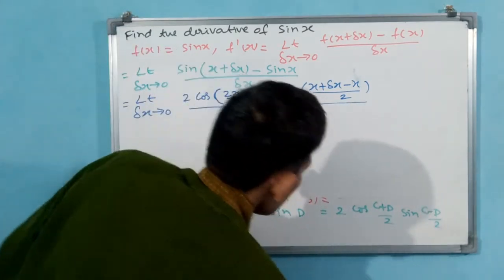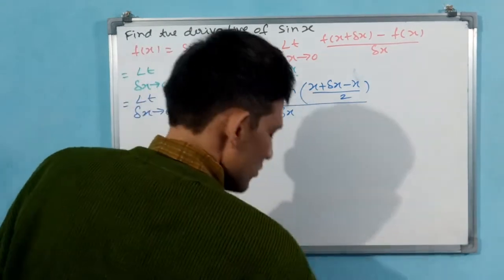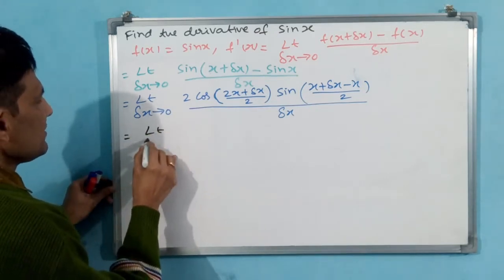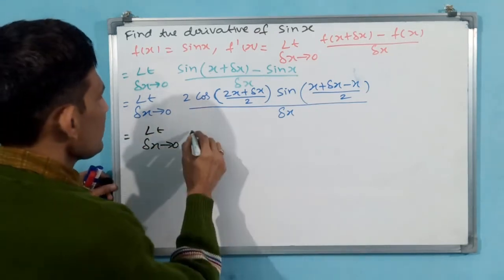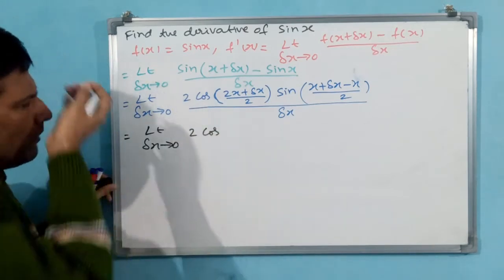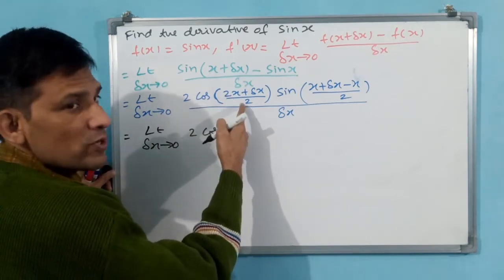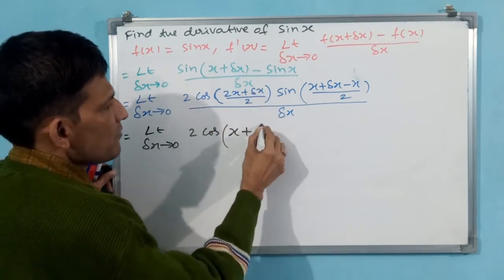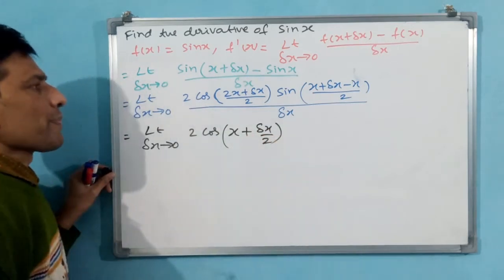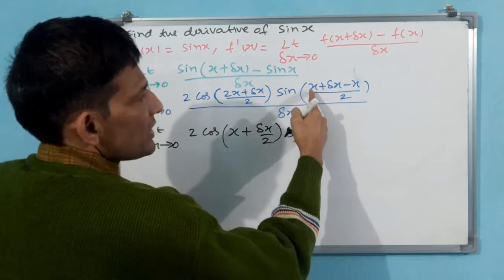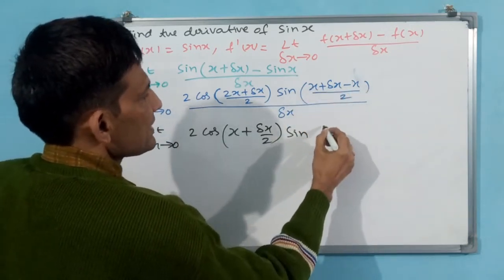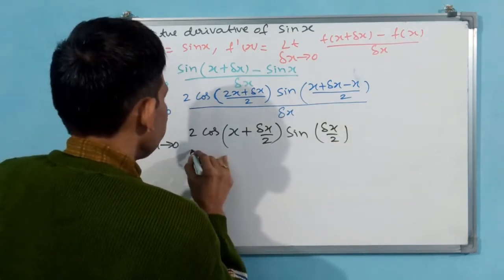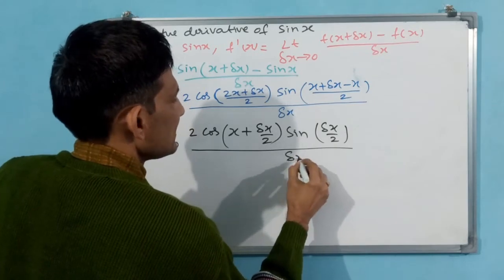Now I am going to remove this formula also. Why? Because we have already written it. We don't require this. Now observe carefully what will come. Limit delta x tends to 0, 2 cos. You see, 2x by 2 is x only, plus delta x by 2 will come here. Sine. Here you see x cancelled: x, then delta x by 2. Sorry, delta x.